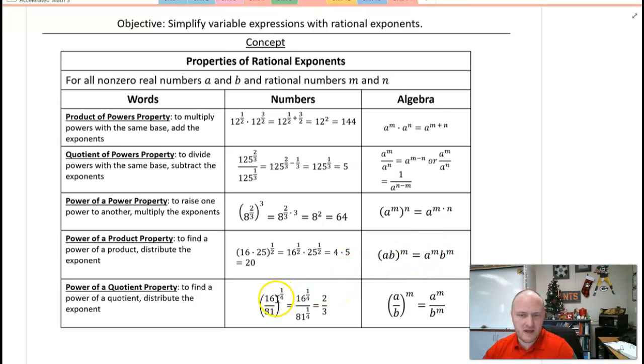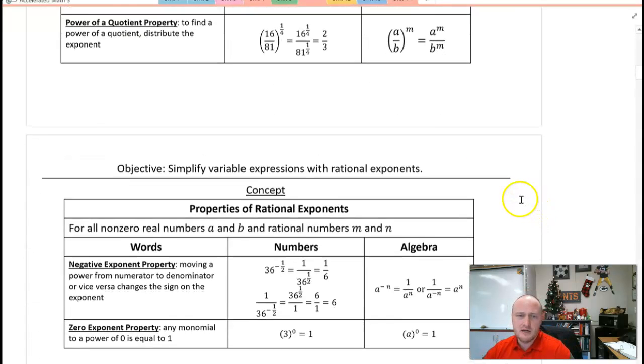But we have, for example, a divided by b to the power of m. Well, again, I can distribute that exponent. It's a to the power of m divided by b to the power of m. And we kind of saw this when we were working with simplifying radical quotients. We split that power, right? It was like, for example, the square root of 1 over 2 became square root of 1 over square root of 2. So same idea, okay?